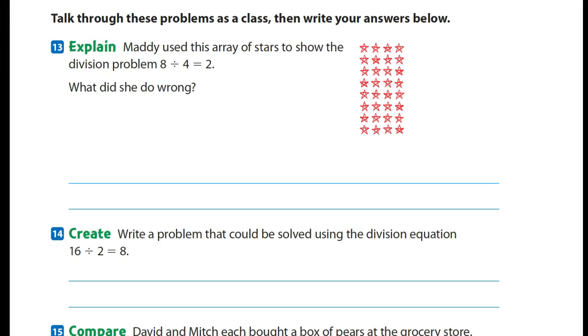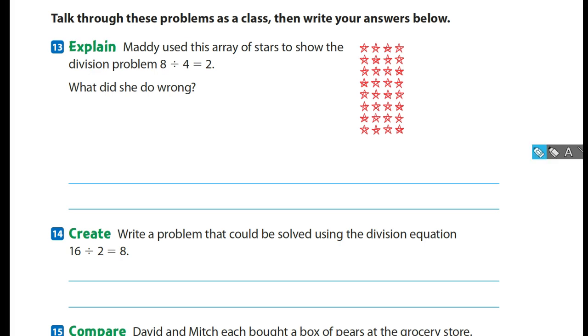Okay, so we're continuing our lesson 4, talking about understanding division. Let's go over some questions together on this particular page. It says explain. Maddie used her array of stars to show the division problem 8 divided by 4 equals 2. What did she do wrong?